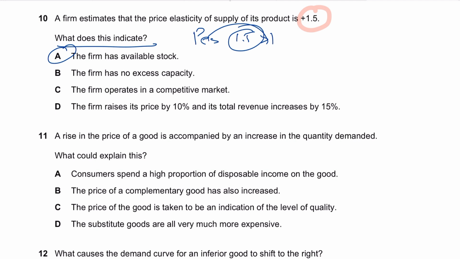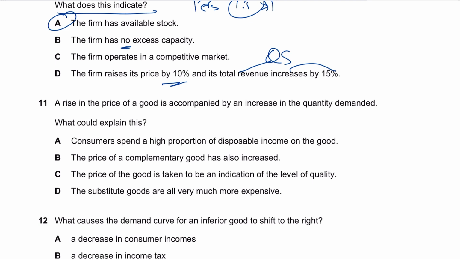B says the firm has no excess capacity. Obviously, if the firm has no excess capacity, in that case supply is inelastic. C says the firm operates in a competitive market. In that case, this is not a factor that affects your PES. Even if it operates in a competitive market, your supply could be elastic or inelastic depending upon the factors that affect elasticity. D says the firm raises its price and its total revenue increases by 15%. No, it's not that. If it was the firm raises the price and its quantity supplied rises by 15%, this could be the answer. Question 11. So A is the answer.